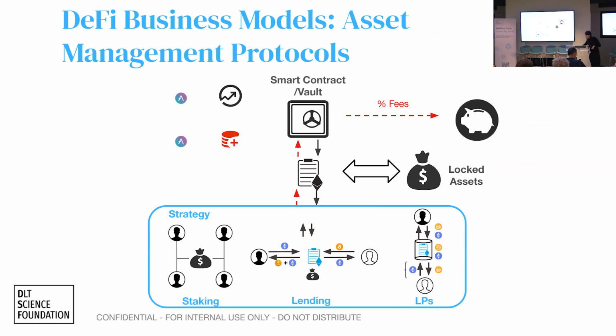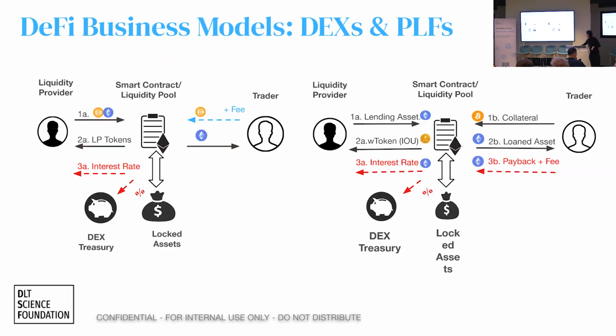Here we have the two primitives: the decentralized exchanges and the lending protocols. In DEXs, the liquidity providers, or the supply side of the market, would provide liquidity, right? In this specific case, I put DAI and ETH, or strictly speaking, it should be wrapped ETH as an ERC20 token, but let's just say ETH.